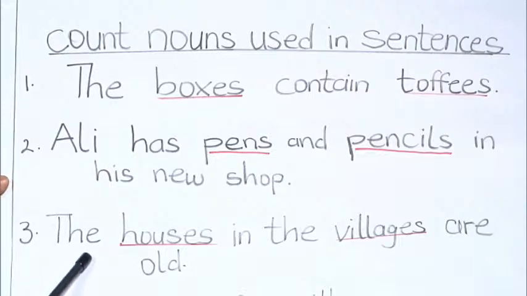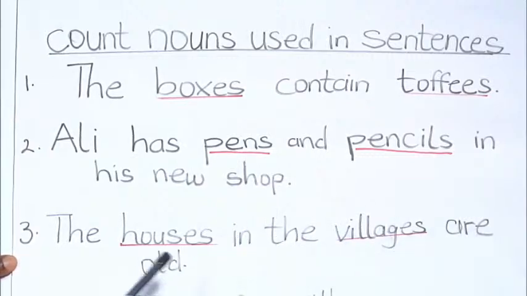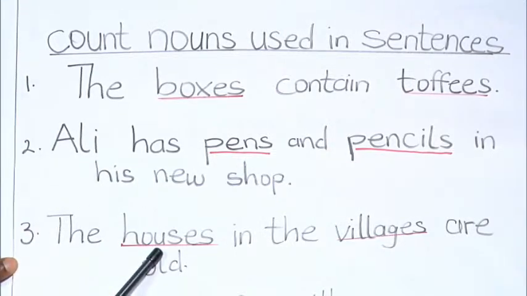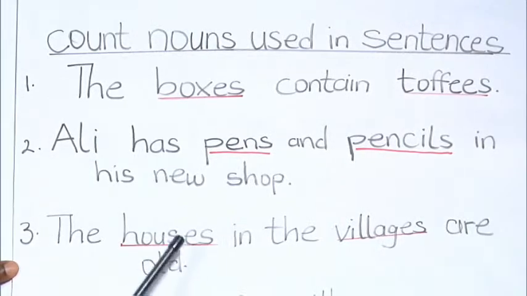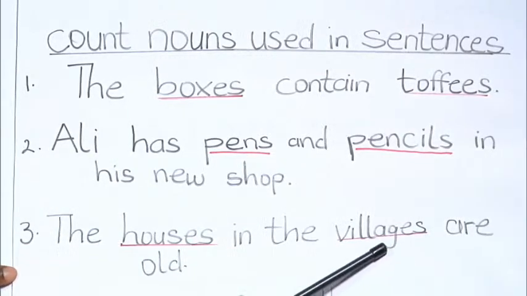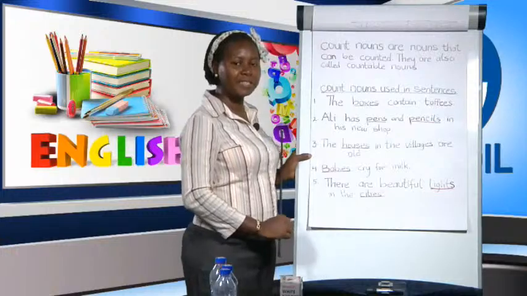Number 3, the houses in the villages are old. Can we see countable nouns in this sentence? Yes. Houses. We can count houses. How many houses? 25, 50 houses, 10 houses. Yes, we can count them. Villages. We can count the number of villages.